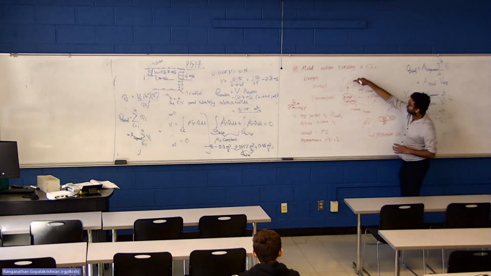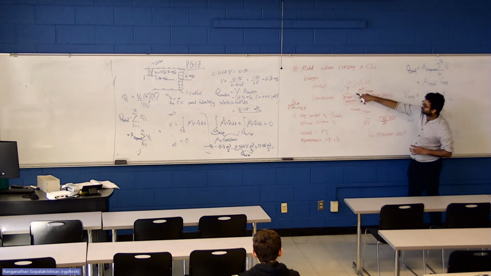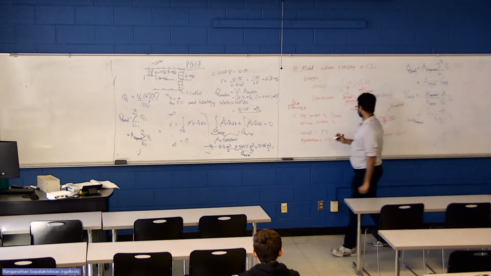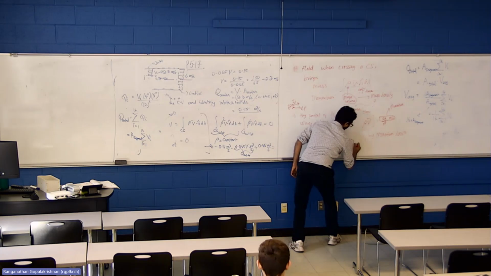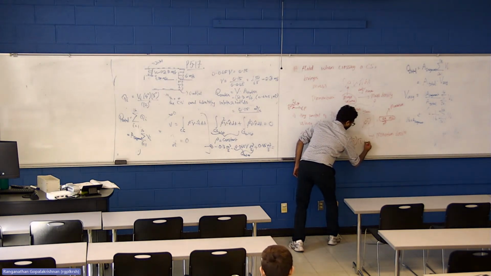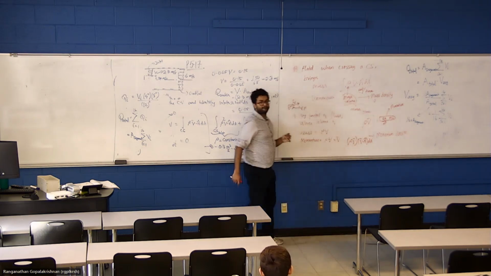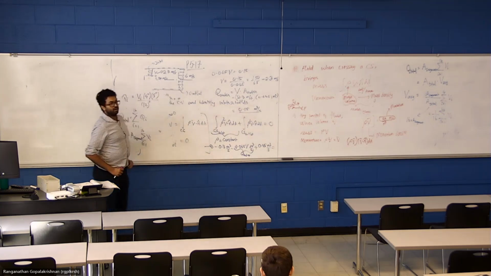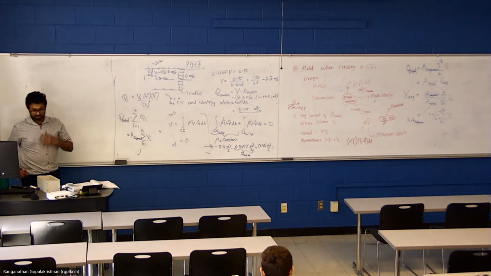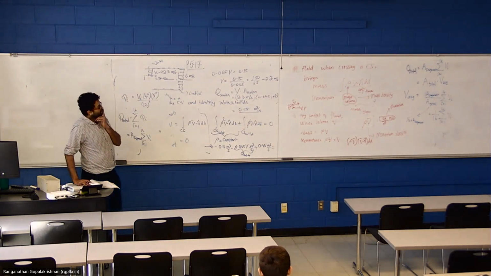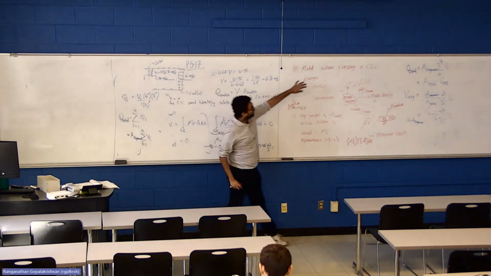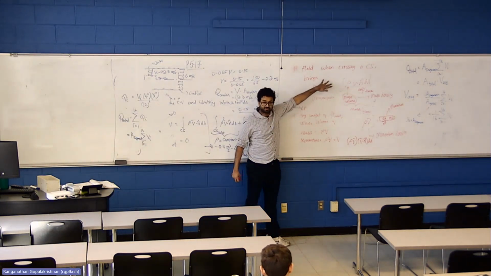So if rho times V dot N dA is mass flow rate, what would be rho V times V dot N dA? What quantity is this? This is mass flow rate. What is this quantity? This is the rate of flow of mass across the surface, mass per second, kg per second.